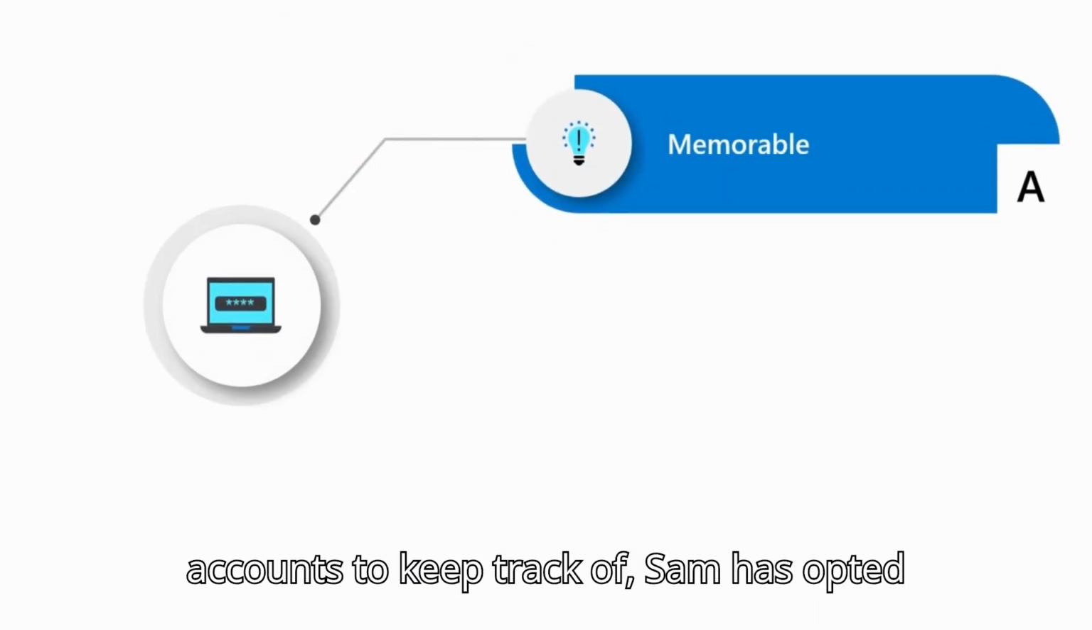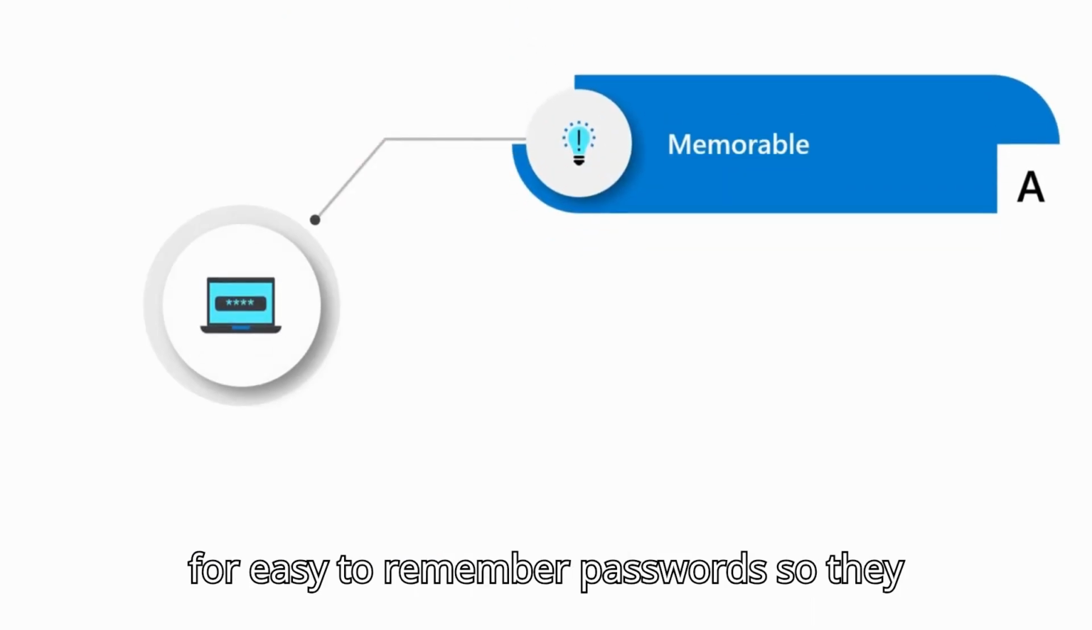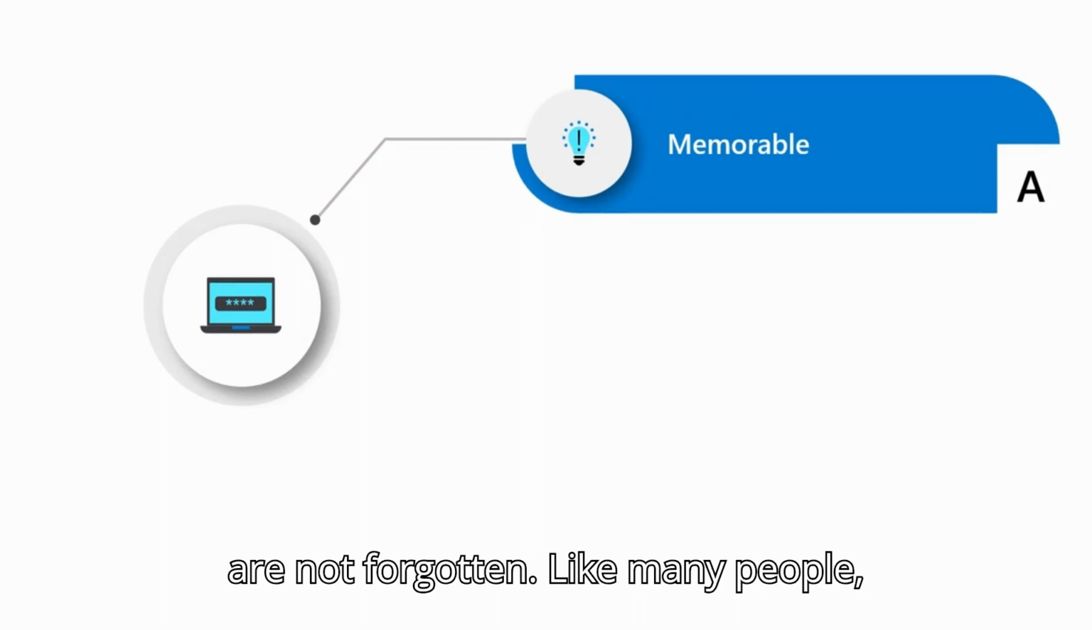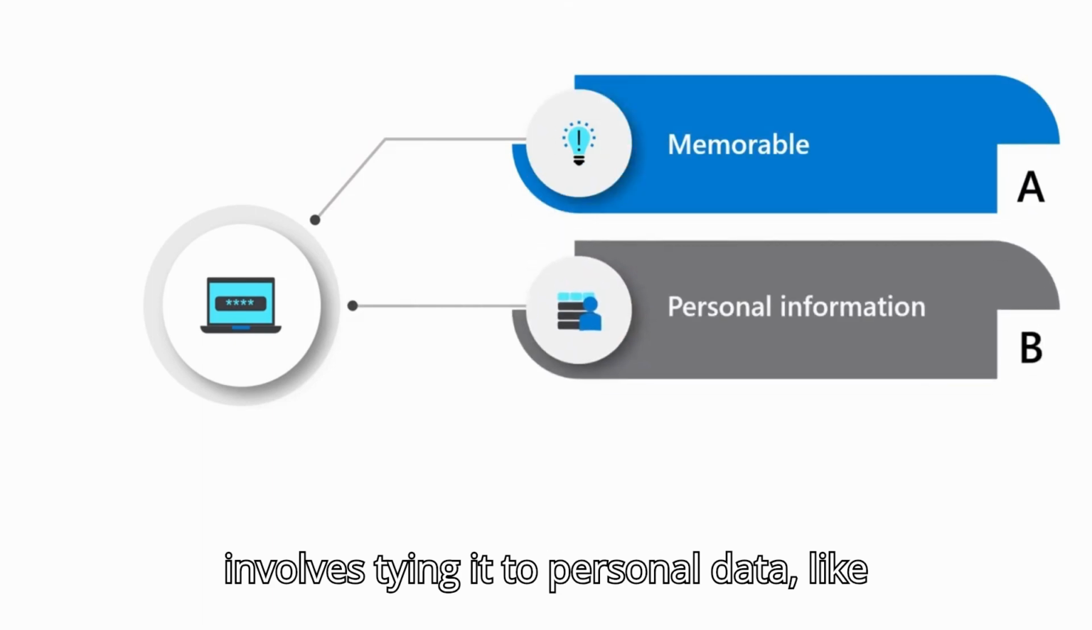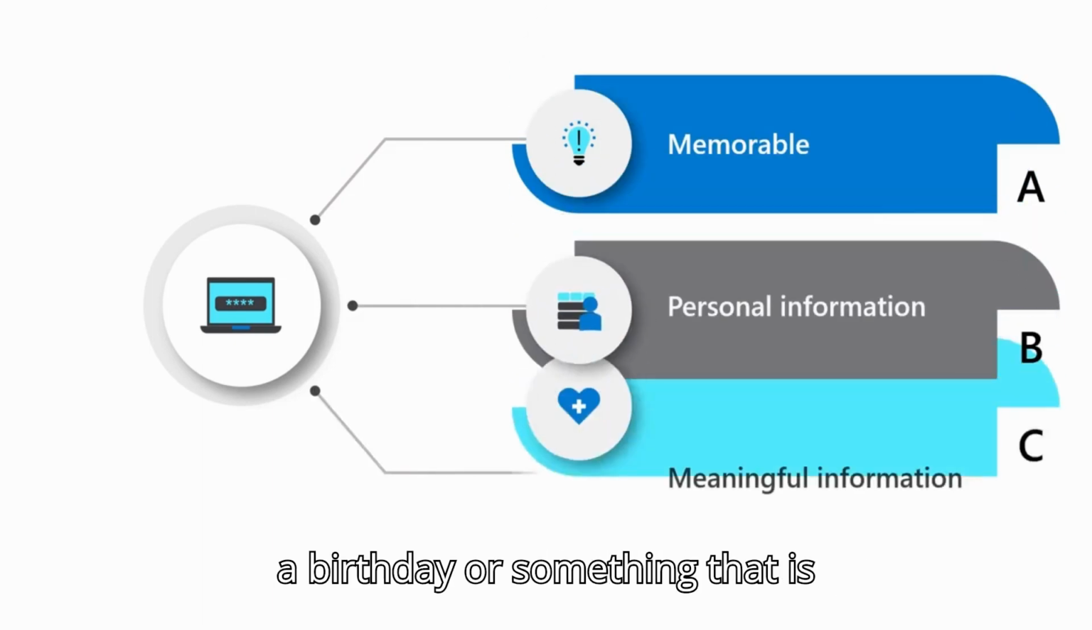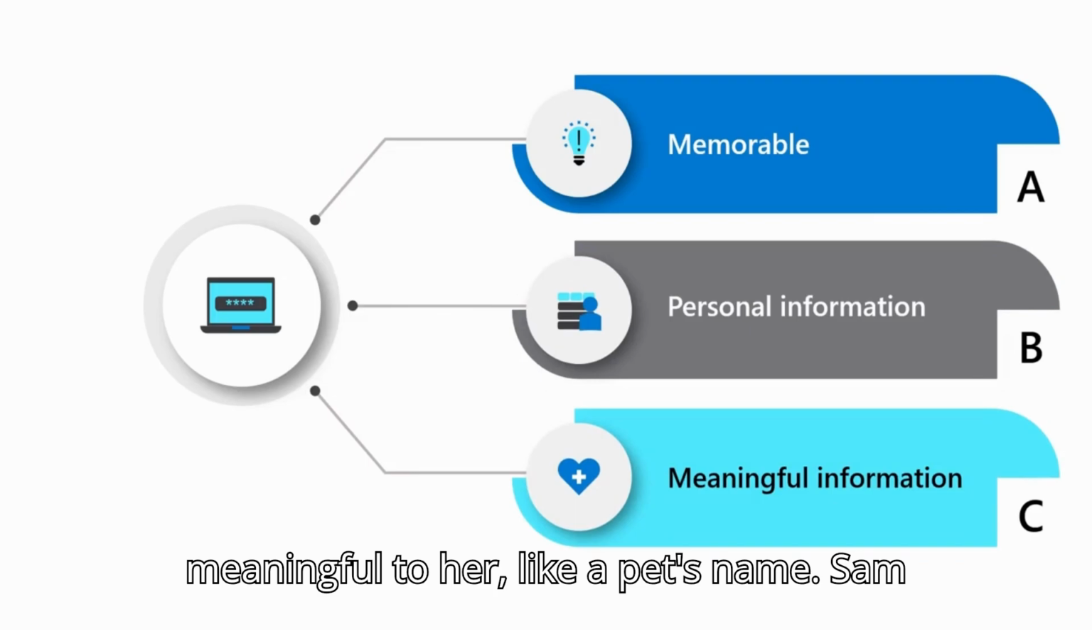With so many different accounts to keep track of, Sam has opted for easy-to-remember passwords so they are not forgotten. Like many people, Sam's logic for coming up with a password involves tying it to personal data, like a birthday or something that is meaningful to her, like a pet's name.